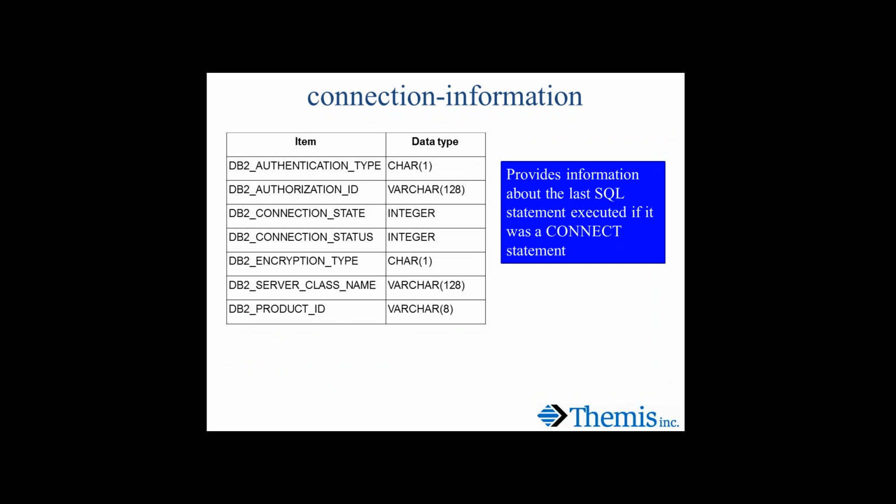Okay. Connection information. This is the information that's provided about your connect. So if you issue a connect, then you may want to know what the authorization ID is. And you can retrieve that with the GET DIAGNOSTICS by asking for the auth ID to be moved into a varchar of 128. If you want to know the connection status, you can get the status indicator and move that to DB2 connection status and move it to an integer variable. And so this is the connection information and is retrievable after a connect statement.